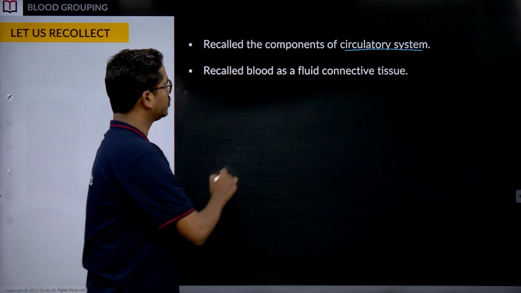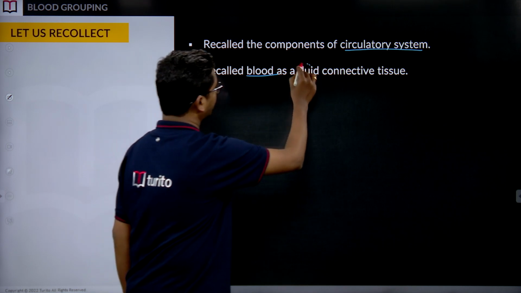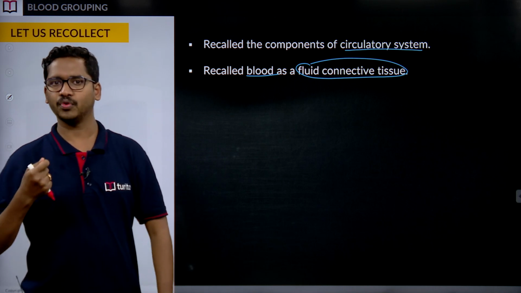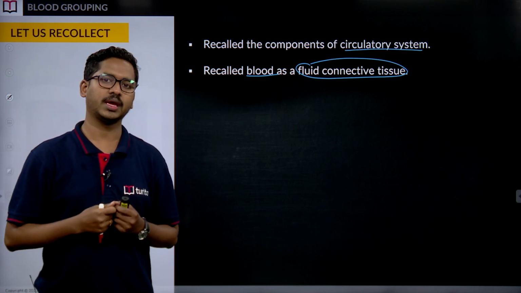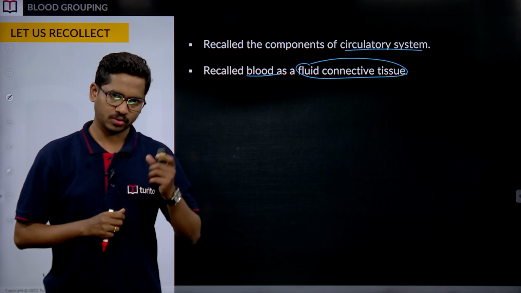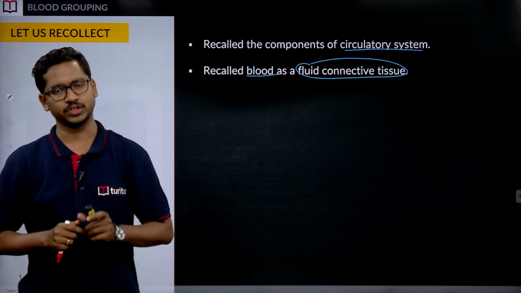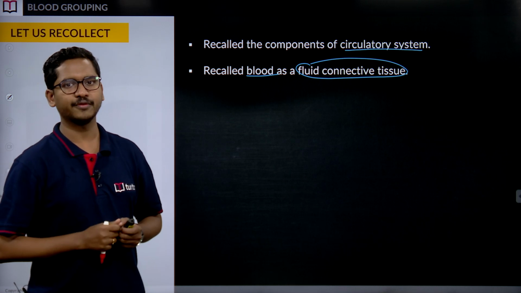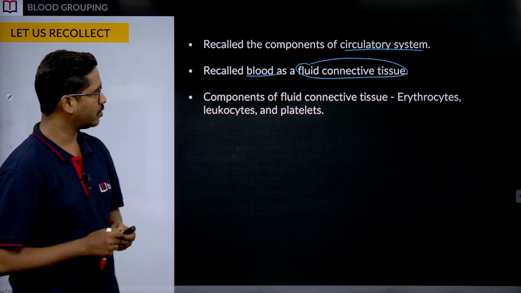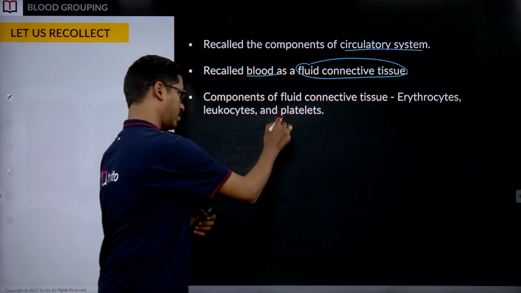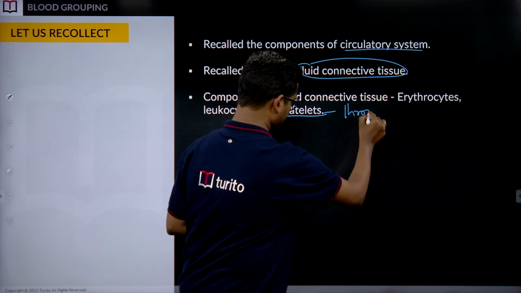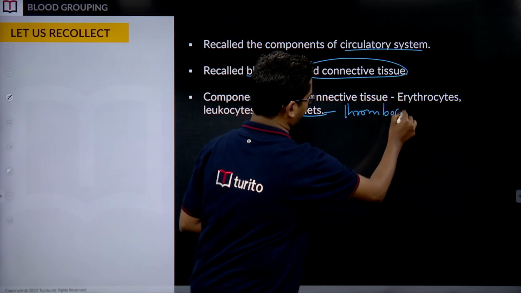Next, we understood blood as a fluid connective tissue. So the nature of the blood itself is fluid, and that is actually a tissue that falls in the category of connective tissue, right. So this is what we understood, and we saw there are different components of the blood, including erythrocytes, leukocytes and platelets, and we call platelets thrombocytes.